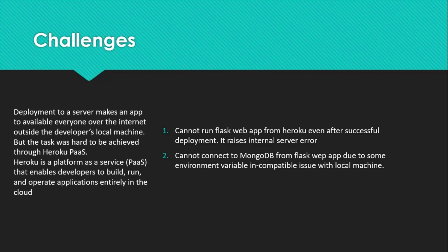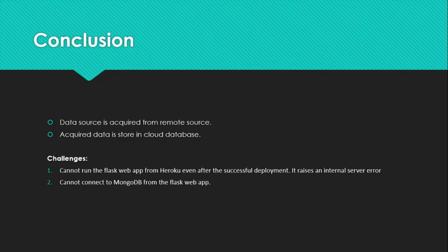As we used Heroku, which is a platform as a service, it enables developers to build, run, and operate applications entirely in the cloud. As I said, we were not able to run the Flask web application on Heroku, but we tried to acquire the data sets from remote sources, and the Mongo database and the Flask web application would not work together. So we used another cloud database to acquire the data and store it there.